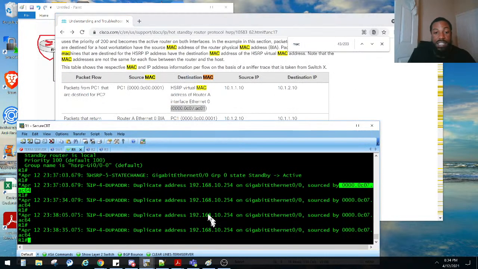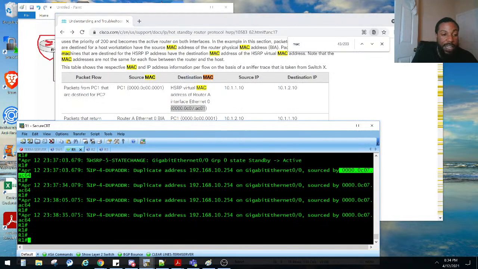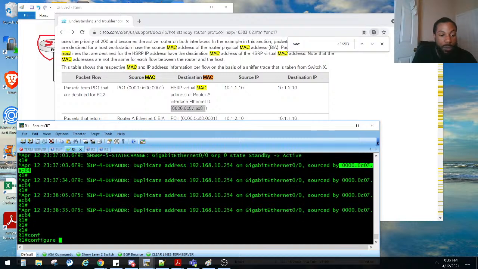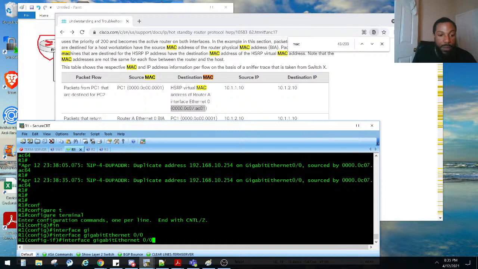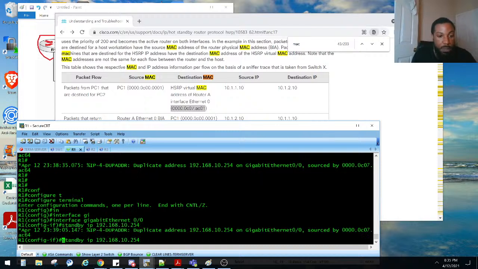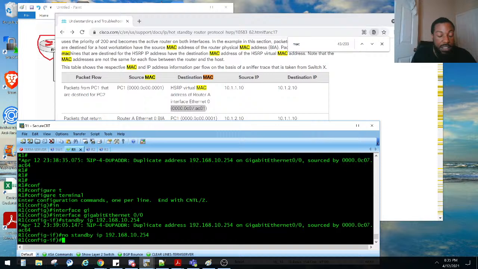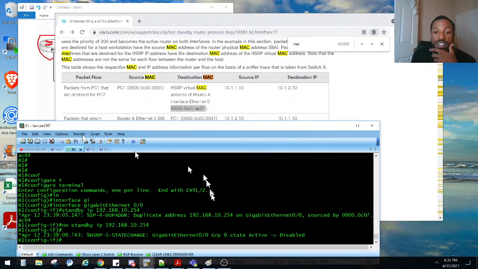So let's go ahead and fix this and then get to the lab here, right? So let's go back to global config mode, interface Gi0/0, and then let's get rid of that right there, what I said, right? Then standby IP, no, right? And this should turn it off. See, notice active, it went to disabled now, right?